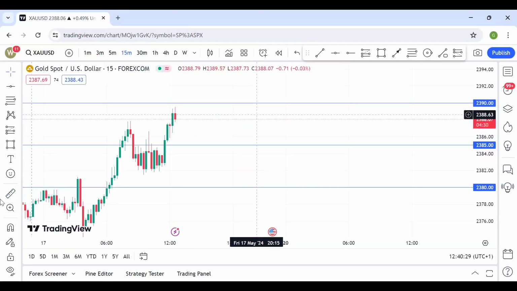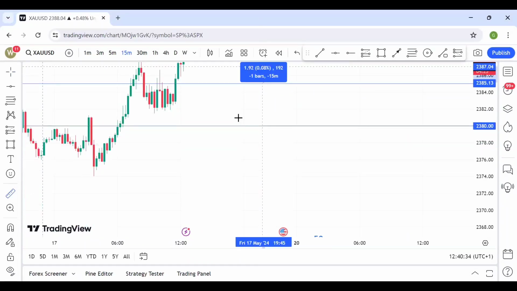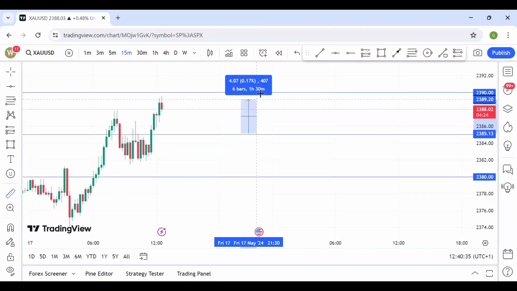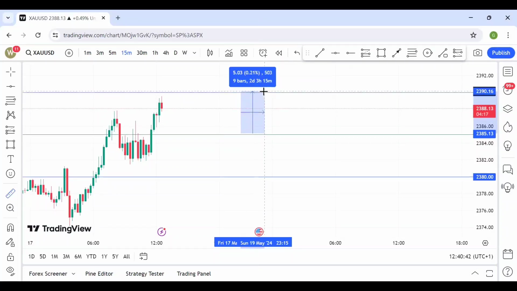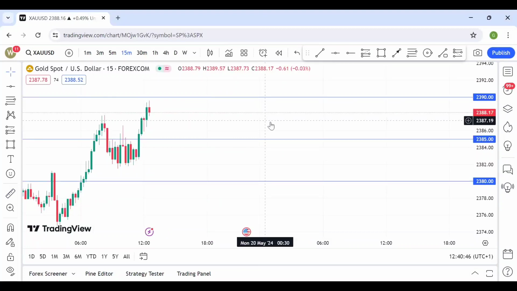Let me take it from the downside. Yeah, this point to the next one. The next one you can see. So 50. Yeah, you can see each of them, the space in between each psychological level is 50 pips.